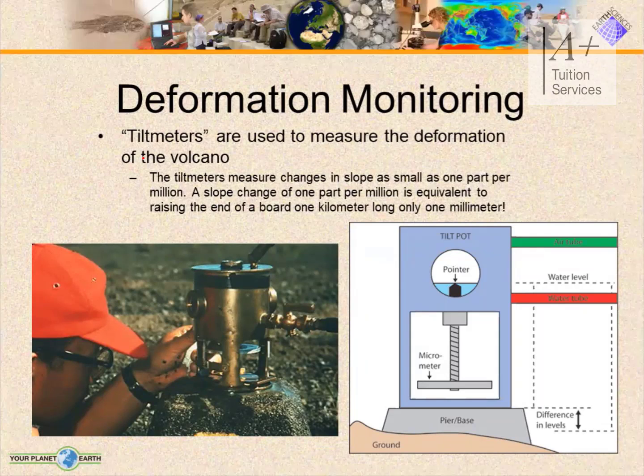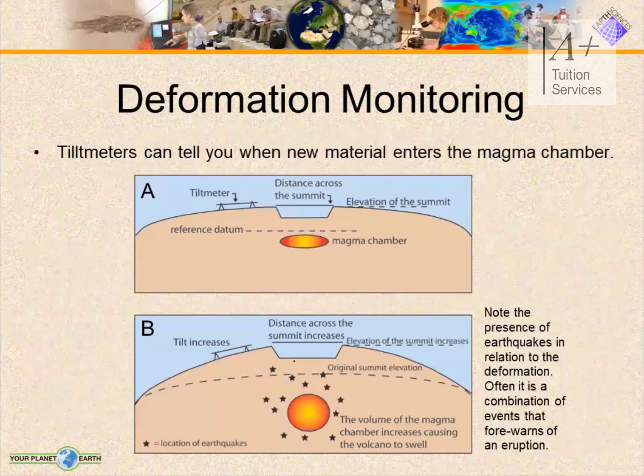Deformation monitoring. So we use tilt meters, which are used to measure the deformation of a volcano. The tilt meter measures change in the slope as small as 1 part per million. A slope change of 1 part per million is equivalent to raising the land on a board 1 kilometer long by only 1 millimeter. So the tilt meter could determine if there was a slight change or a slight drop in the land, right? By up to 1 millimeter.